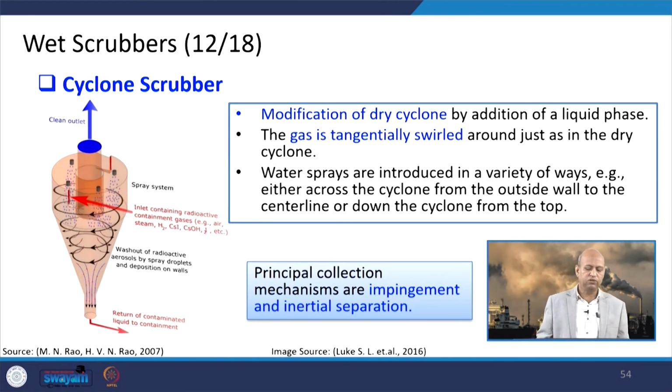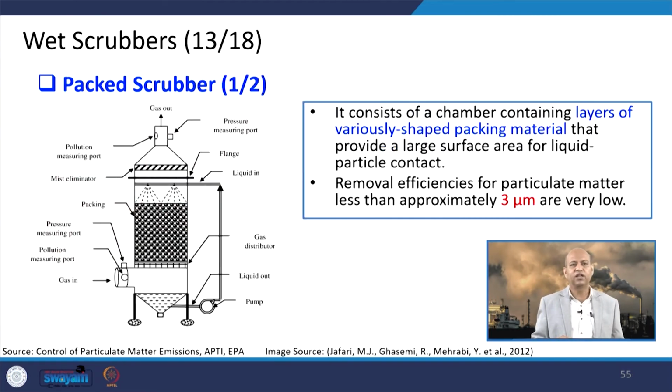When we talk about cyclone scrubbers, there is a modification of the dry cyclones we have seen for particulate matter. In this, some liquid is also sprayed. You can see this water spray can be in the tube when the gas goes up, or it can be at the side also, depending upon which kind of design you are taking into account. So, for impingement and inertial separation, these kinds of mechanisms are used with cyclone scrubbers.